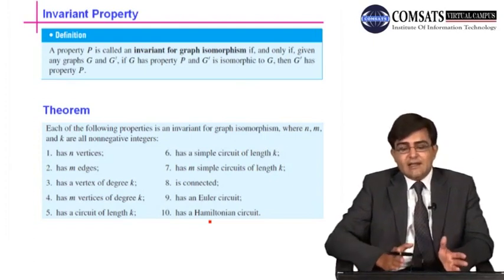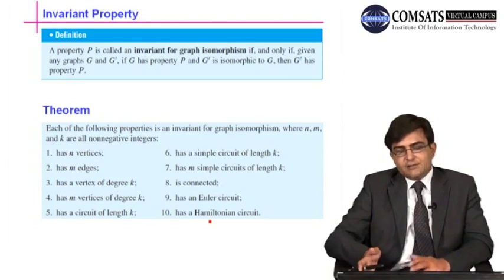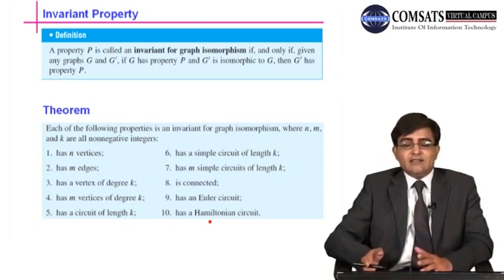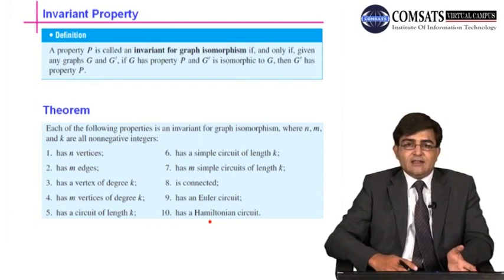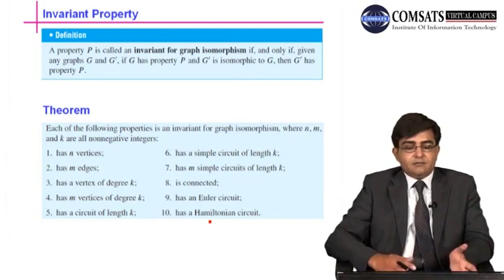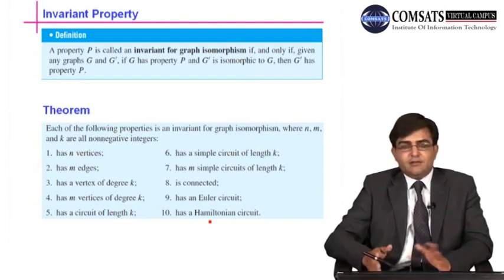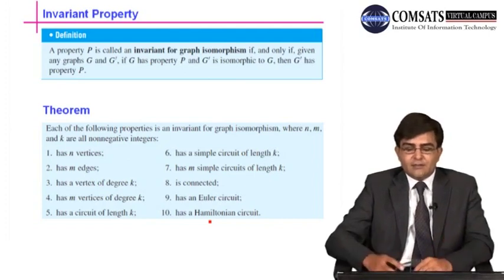If graph G has a simple circuit of length k, then the graph G dash must also have a simple circuit of length k. If graph G has m edges, then graph G dash must also have m edges. If graph G has a vertex of degree k, then G dash must also have a vertex of degree k. K could be 2, 3, 5, anything.